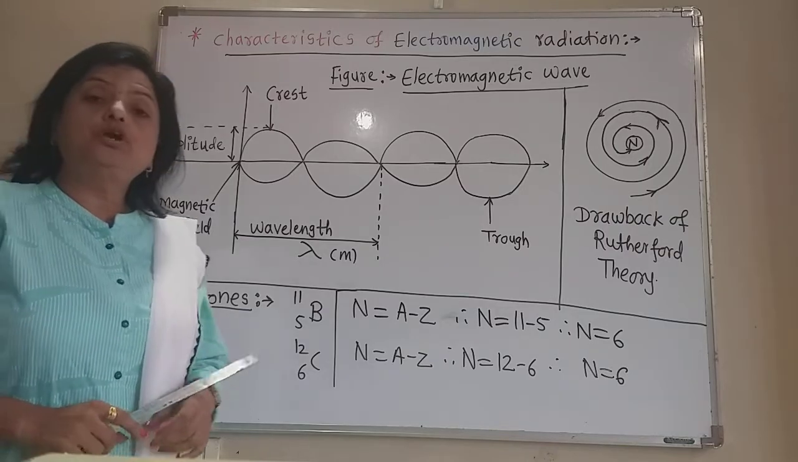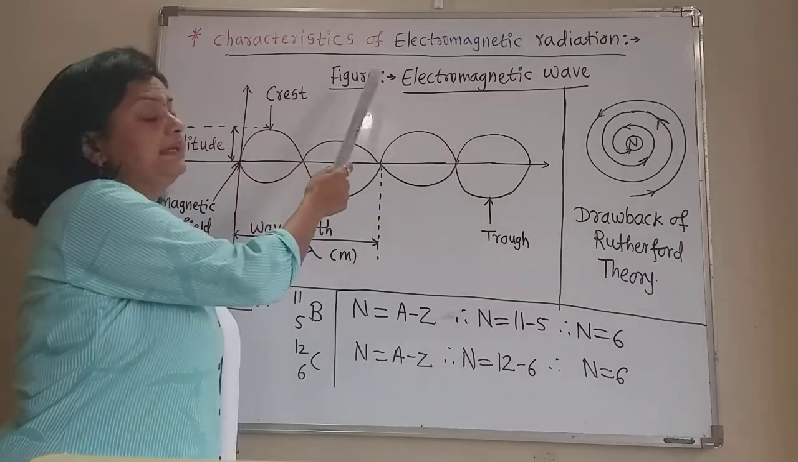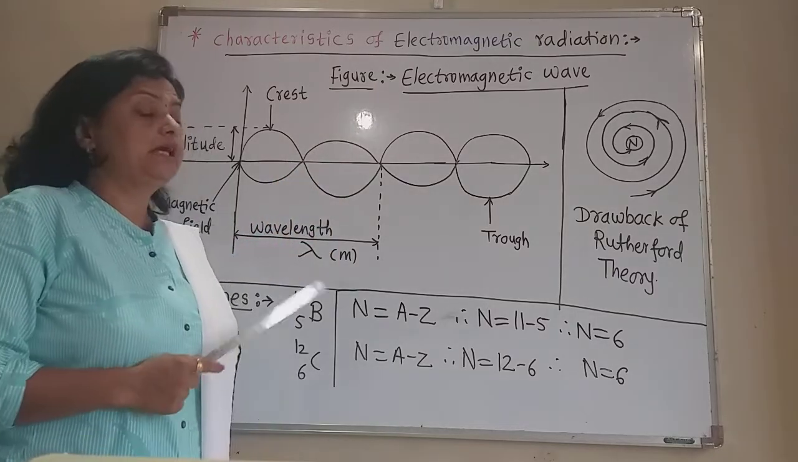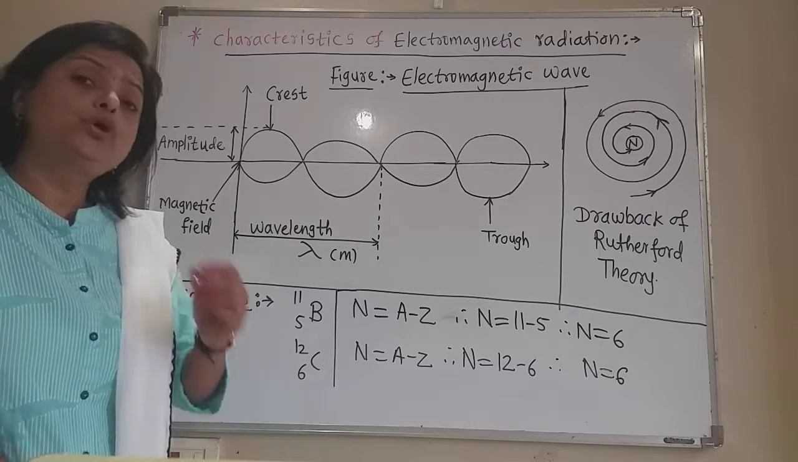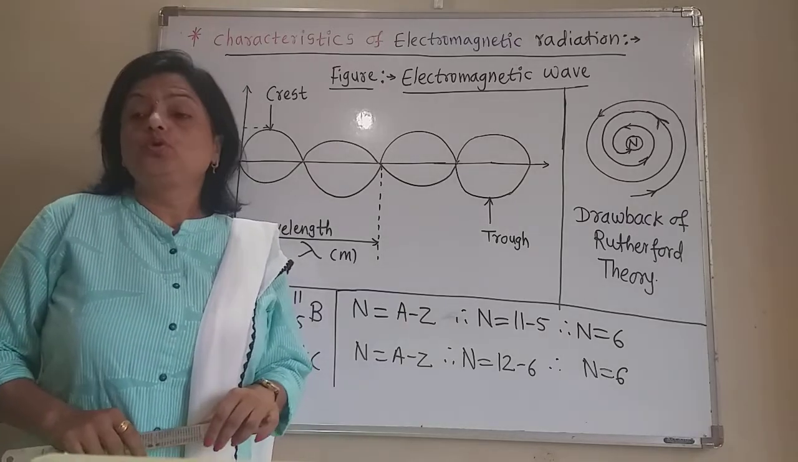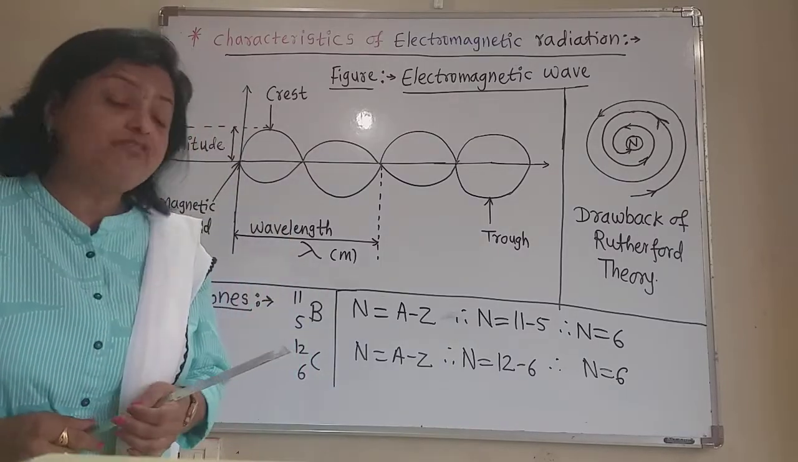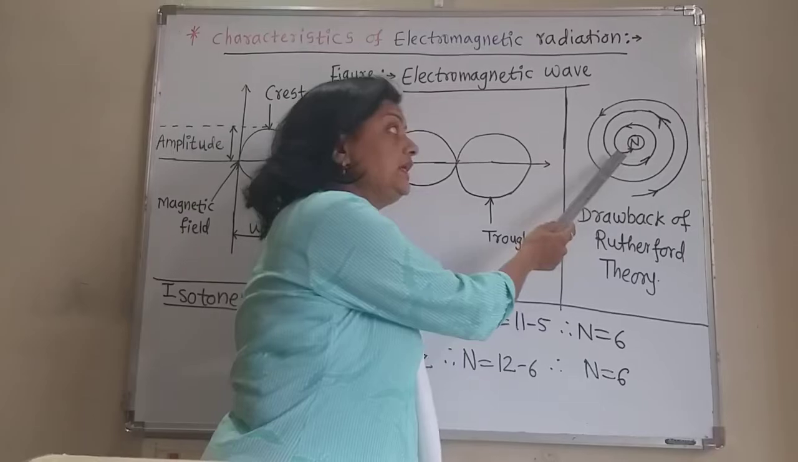Now, come to the drawbacks. We have to see the electromagnetic radiation theory after that. But first, see two drawbacks of the Rutherford atomic model. Rutherford says that the electrons are revolving around the nucleus.